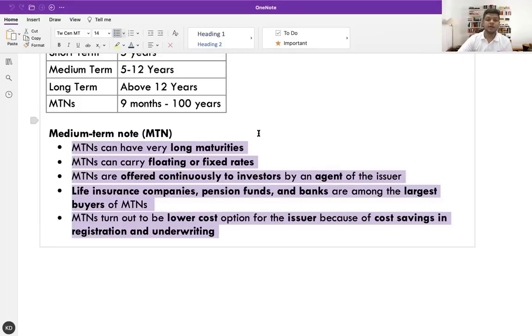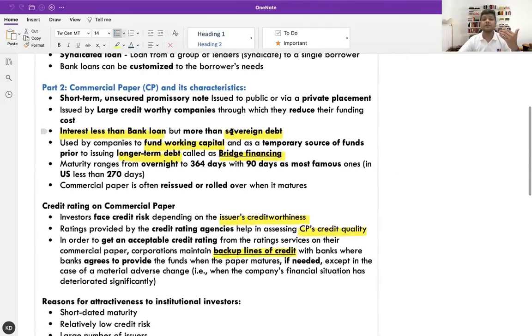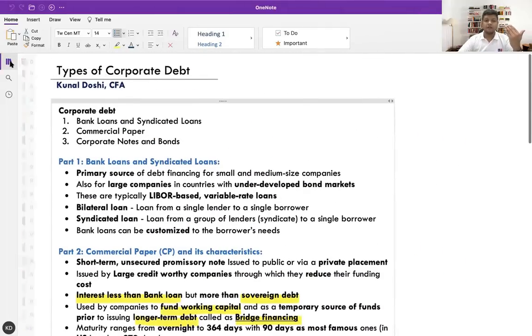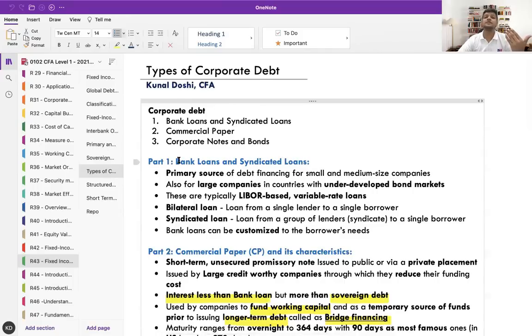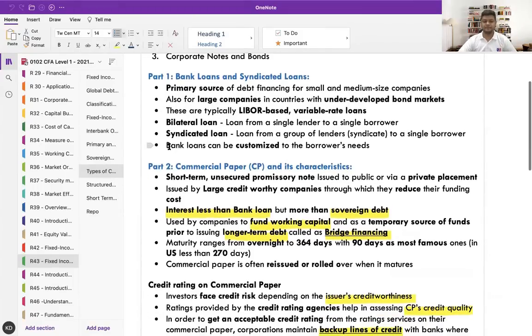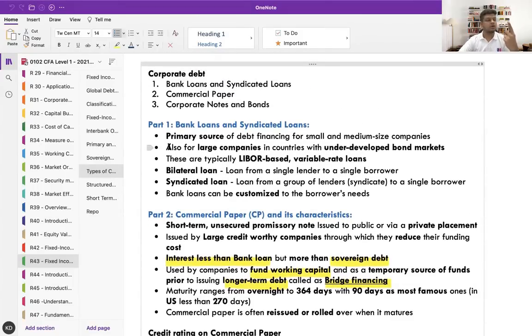Is that clear? So these are the funding options for a corporate. We understood what are the funding options for sovereign and non-sovereign and what are the funding options for a corporate. Clear, everyone? Three: bank loan, CPs for less than 1 year, and corporate bonds for more than 1 year. Clear?